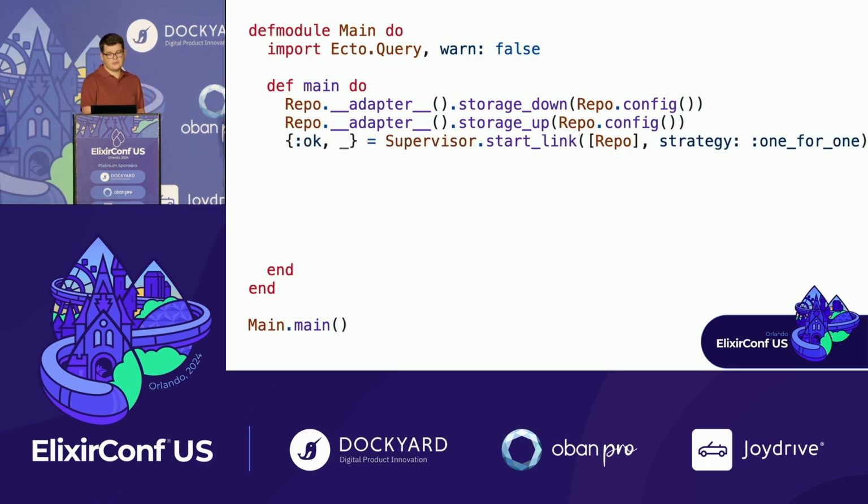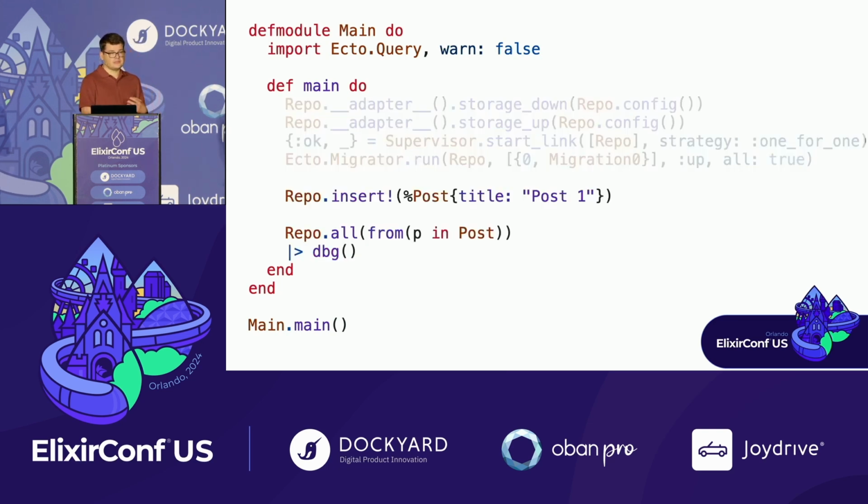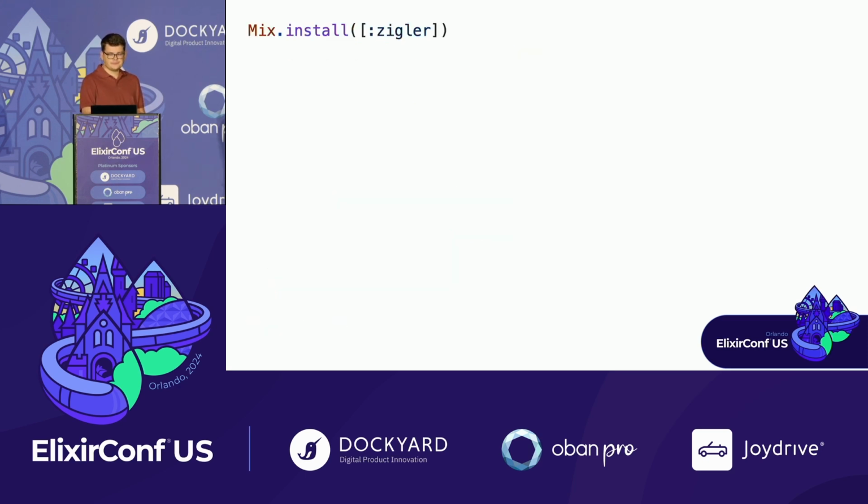Start repository, run the migrations. And so this right now is a reproducible environment. I have my Ecto, the repository, I have my migrations running, and now I can test anything. And this is really great to reproduce bugs and things like that.